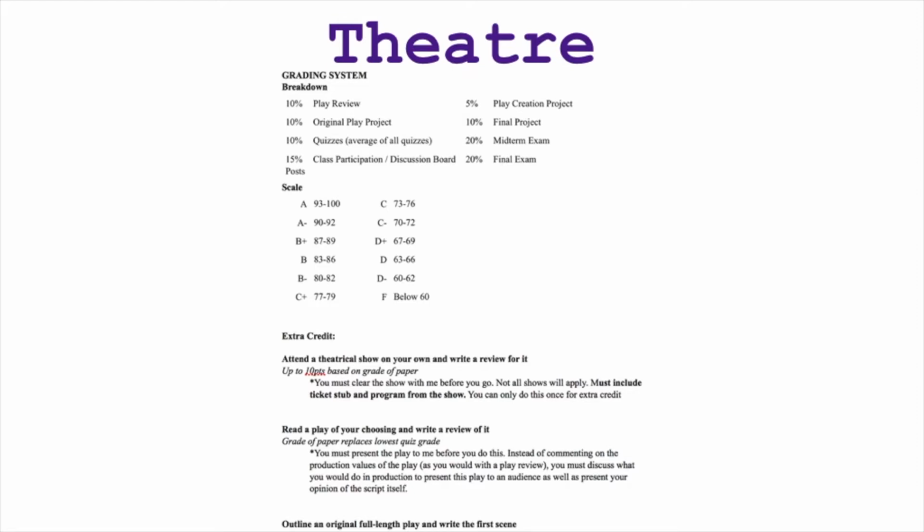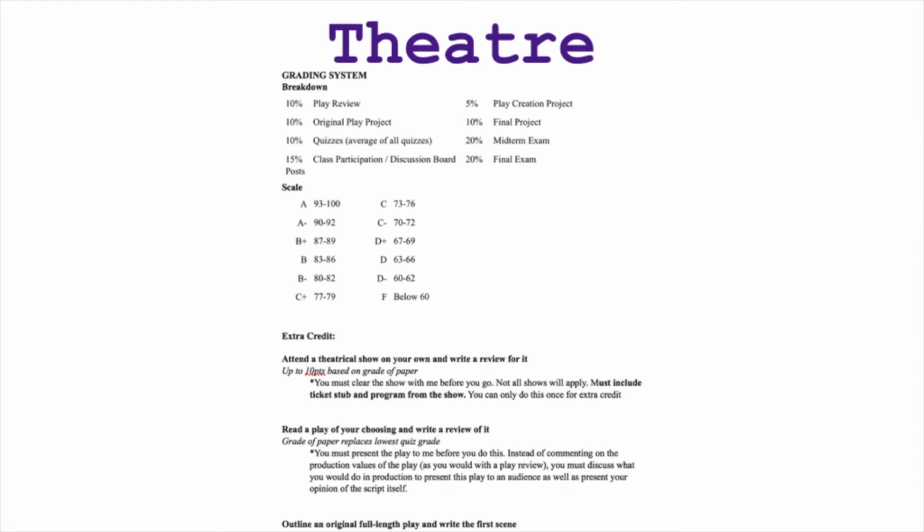And then the last one, outline an original full-length play and write the first scene, or basically writing a short play. So like I told you, under the grading breakdown there, 10% of your grade is the original play project. This will be a playwriting assignment where you're going to come up with your own original idea and write a short play for it. Now, that is required to do. However, if you want to do that project a second time, write a second short play, you can do that for extra credit. And that's the third one down there. And so for the grade of your project, you can get up to 10 points on your final grade based on the grade of the project.